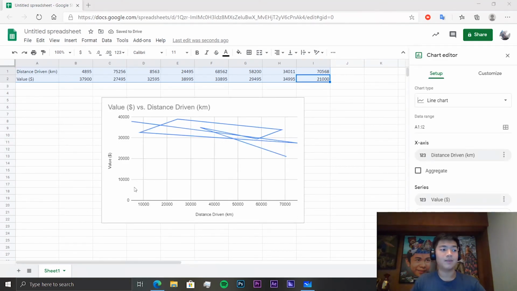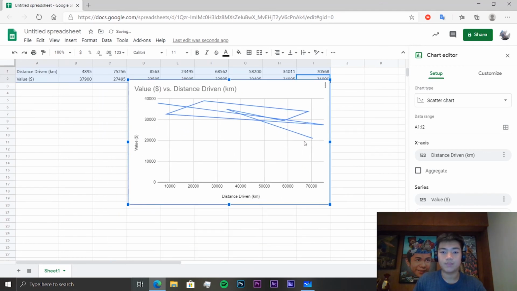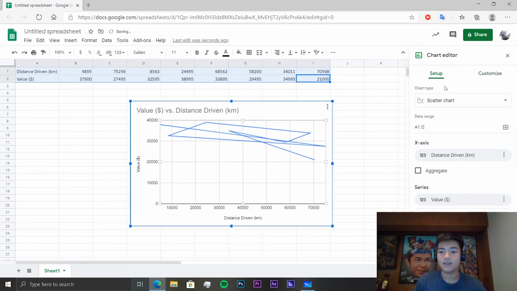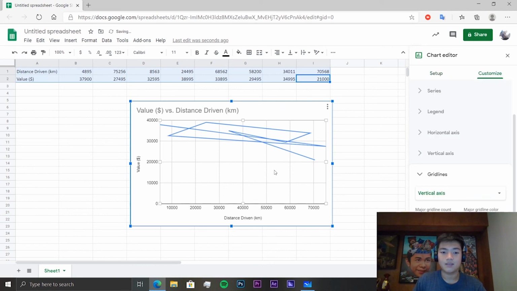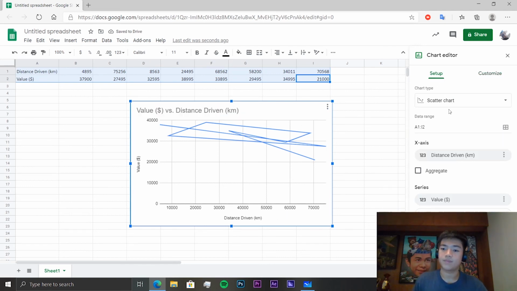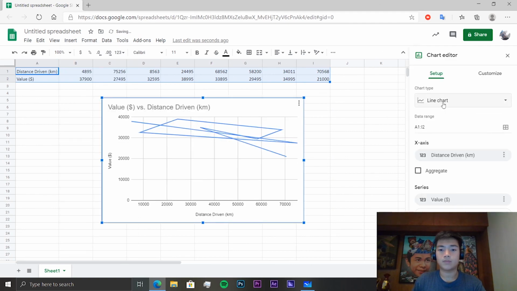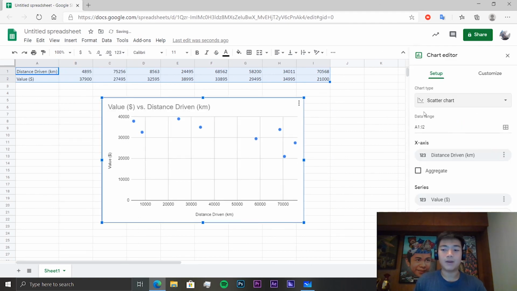Sorry about that, my internet crashed. Anyways, we have a chart, and we want to change this to scatter chart, so it will plot. Am I lagging? Scatter? No? Yes? Sorry, I'm back. My computer was lagging.